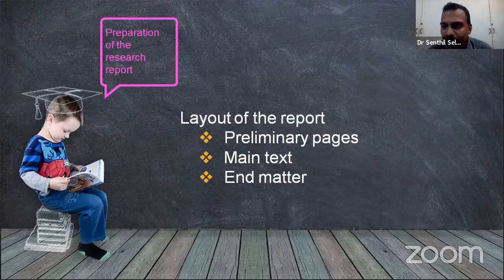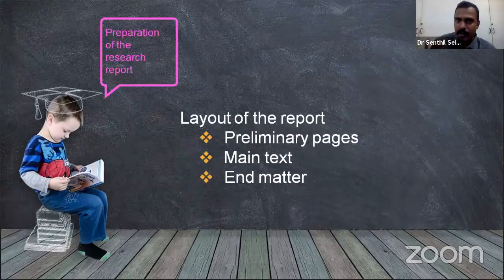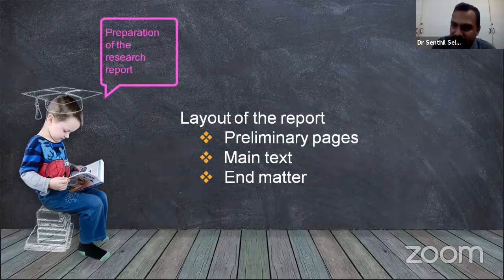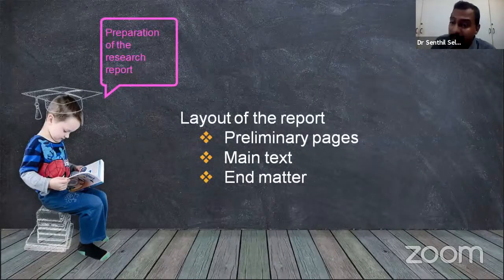So how are we going to present the research work? It is the layout of the research report. The layout should have three components: the preliminary pages, the main text, and the end matter. These are the three ingredients that should be present in the research work.